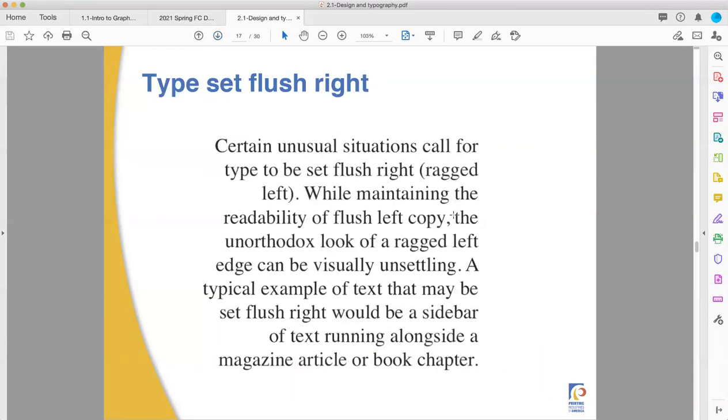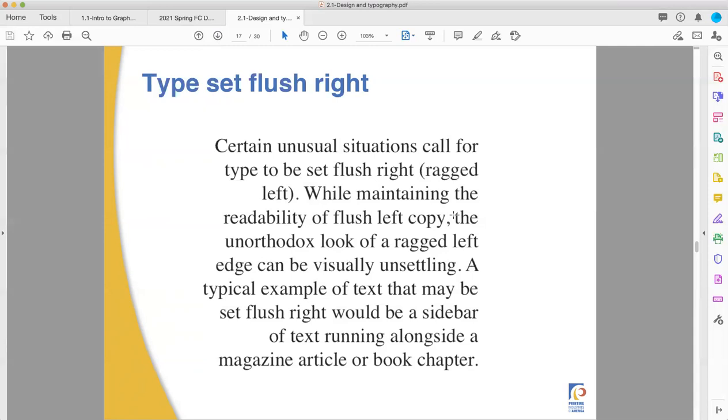Flush right is possible. This is done a lot of times for picture captions in books and magazines, and other times too. It's a little bit weird. It can be visually unsettling. People aren't always used to seeing it. It definitely commands attention when you do this. So use it as a point of emphasis and emphasize something with it.